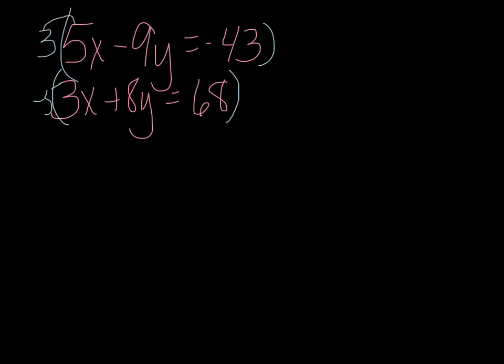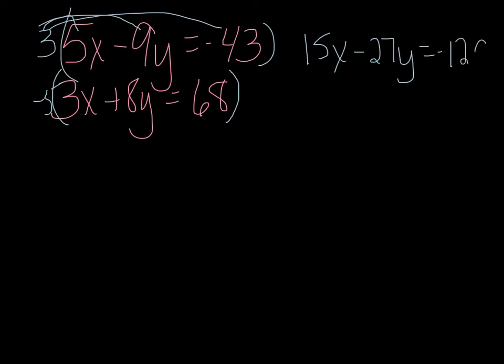So we have 3 times 5x is 15x. 3 times negative 9y is negative 27y. And then 3 times negative 43 would be negative 129. Now this one, negative 5 times 3 is negative 15x. Negative 5 times 8 is negative 40y. And then negative 5 times 68 is going to be negative 340.